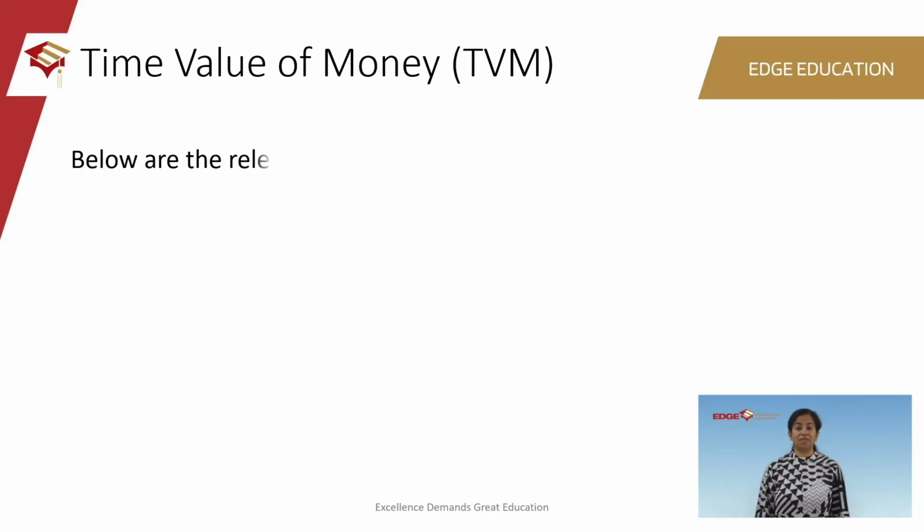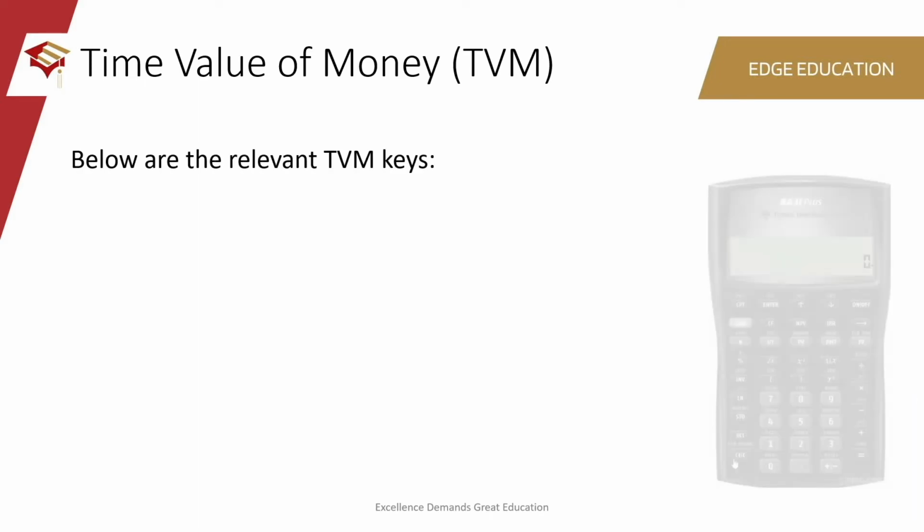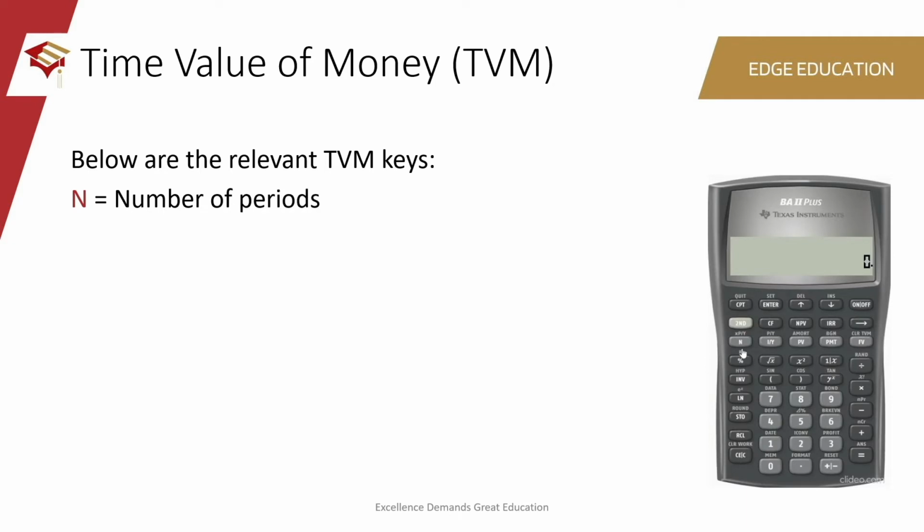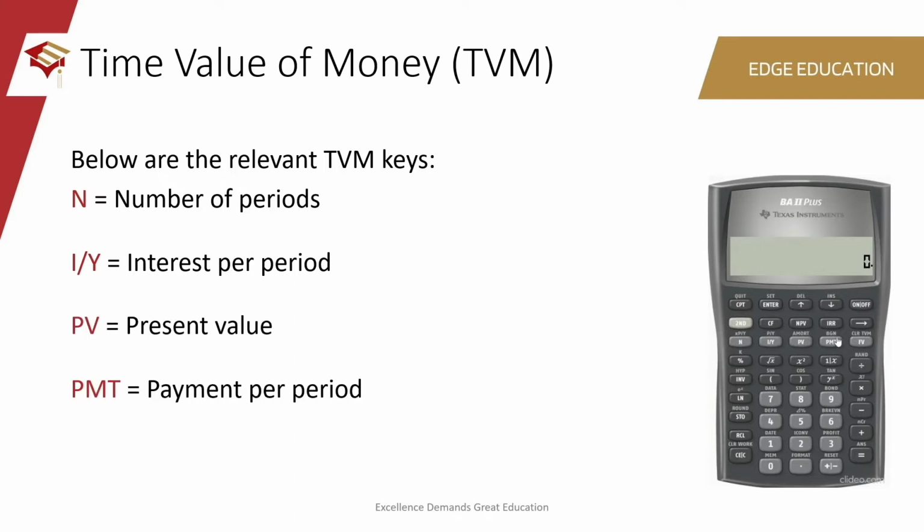Here is a list of the acronyms you should be familiar with, starting with N, which is number of periods, commonly misunderstood to be the number of years. But again, it's number of periods, where periods could be years, months, weeks, and even days. I/Y, interest per period. PV, present value. PMT, payment per period.